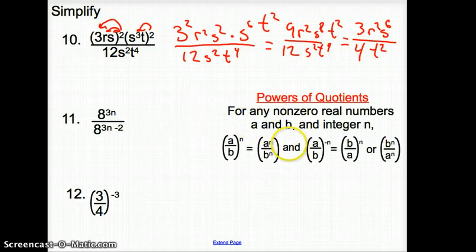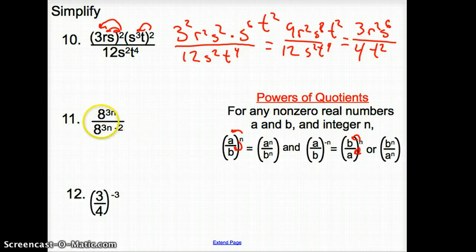So that leads us here. If we have this n outside of the parentheses, we are taking that n to everything that is inside the parentheses. We are taking it to the a, and we are taking it to the b. Now if it's negative, look what happens if it's negative. Go ahead and flip the fraction right away. It's a negative exponent, flip the fraction, then take the n to both the numbers. So let's try another example here with number 11.